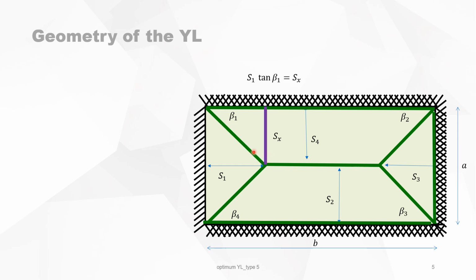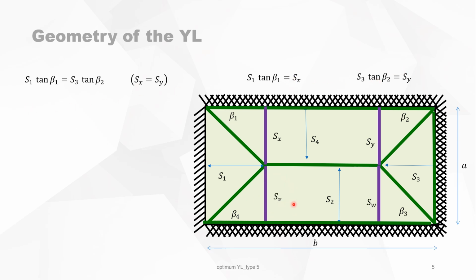Now, to have a realistic yield line pattern, we know that this yield line here could be parallel to the two yield lines up above and below. So when taking Sx, it's equal to S1 times beta 1, and we take Sy, which is equal to S3 times beta 2. So we know that those two must be equal. And then we can do the same reasoning for SV and SW, which gives you this equation. And this will lead to a relationship between the four angles in the slab.